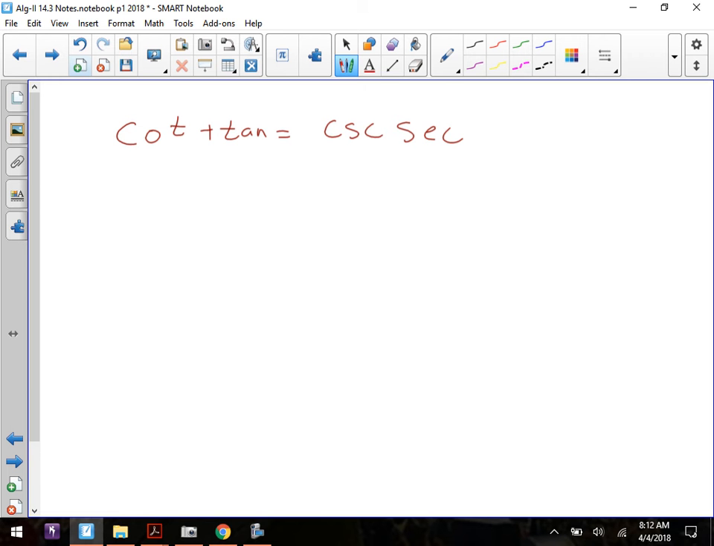Cotangent plus tangent equals cosecant times secant. What's the tip of the trick of the thing that I've said about when you go from addition to multiplication? Get a common denominator, okay? Which means you have to do what with the cotangent and tangent? Very good, go for it.